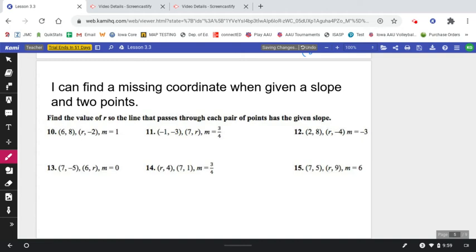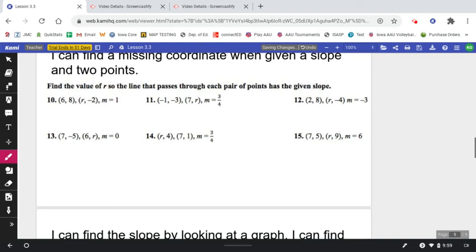If we're given 2 coordinates, but one of them is missing a point, we're going to set up the slope formula, and then we're going to solve using cross products. So for number 10, x1, y1, x2, y2, and we know the slope is 1. So I'm going to set it up, instead of m equals, I'm going to set it up as 1 over 1 equals. And then I have y2 minus y1, so that's negative 2 minus 8, over x2, which is r, minus x1, which is 6.